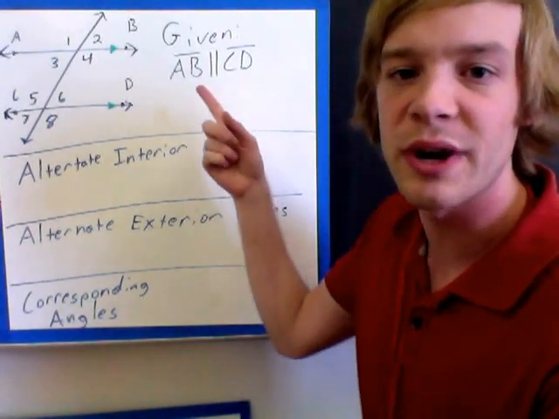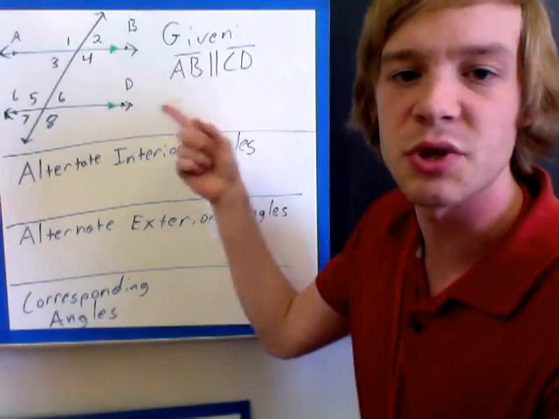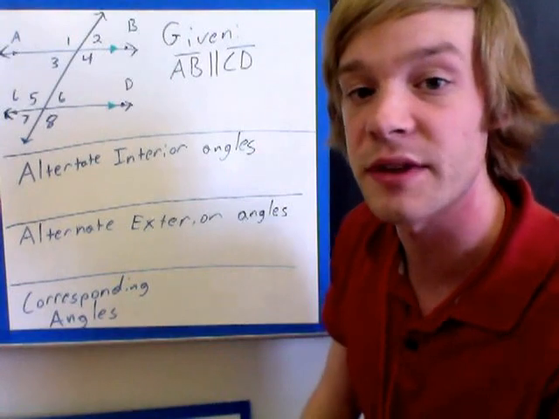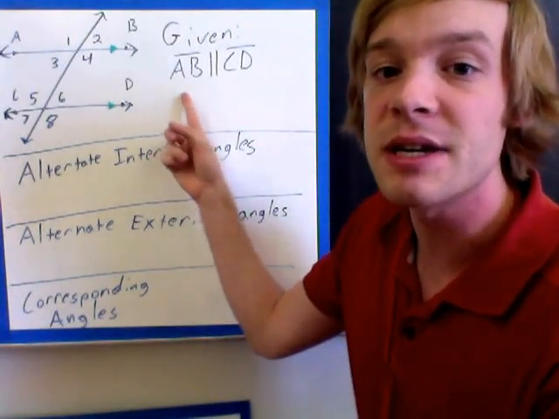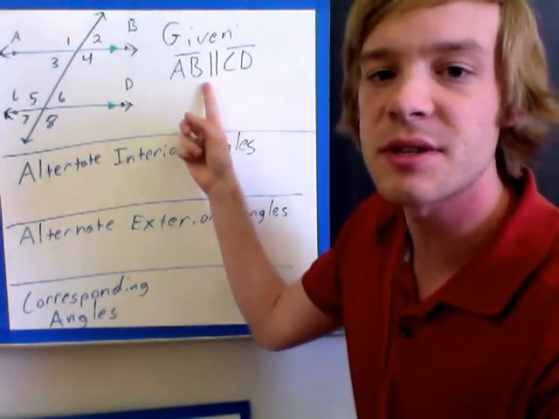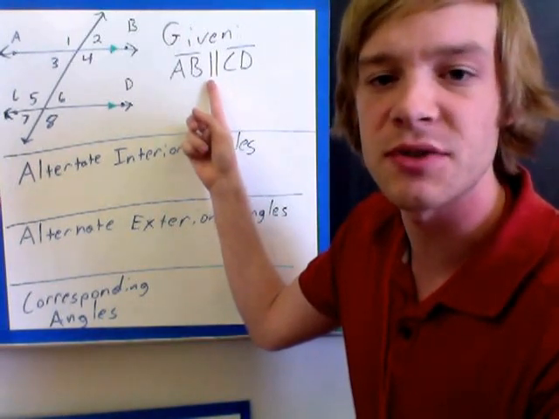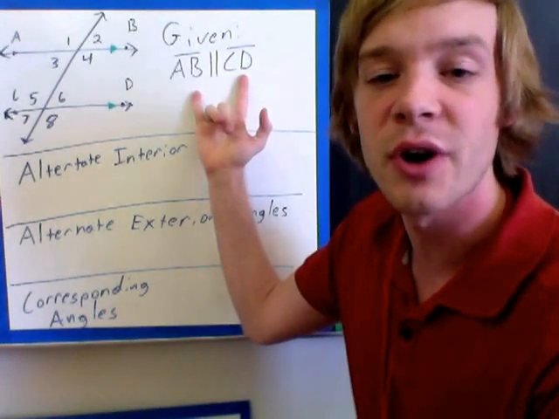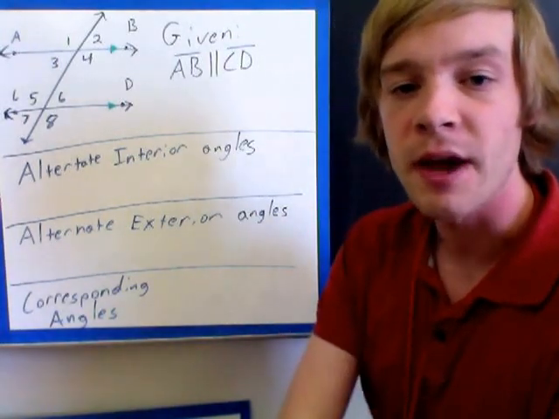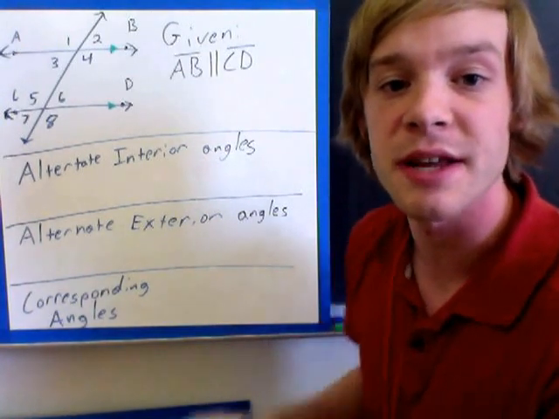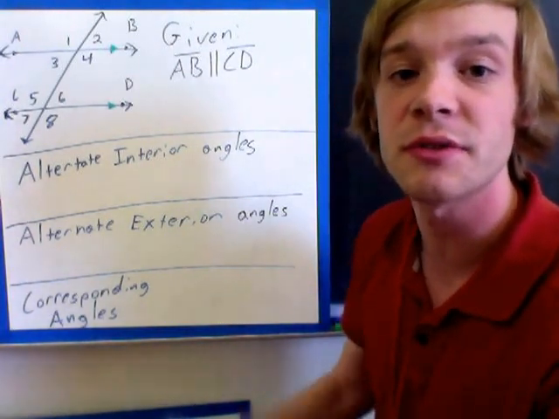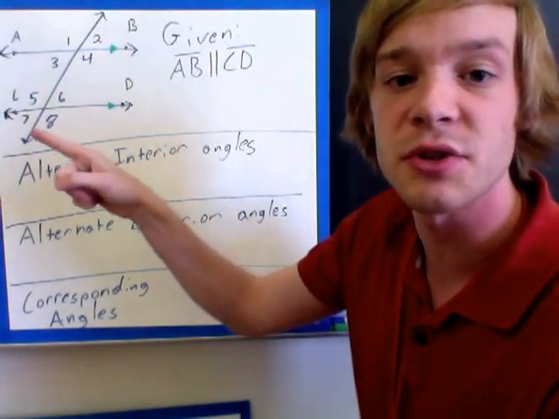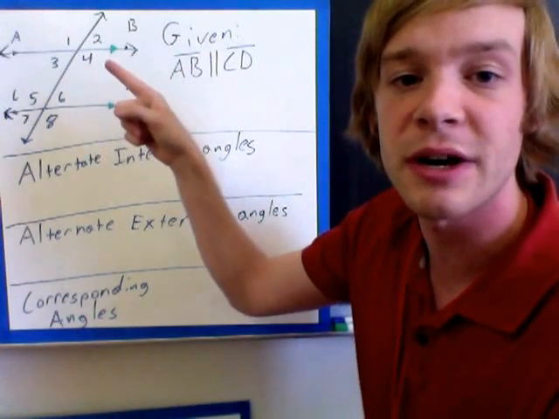We would write this out as given because it's shown to us in the diagram, because of those arrows right there. And we would say AB is parallel to CD. This symbol right here means parallel. So if you see two vertical lines like that, it means that the two lines are parallel to each other. And when we're given two parallel lines that are cut by a transversal, this diagonal line here is called the transversal because it cuts through both of the two parallel lines.